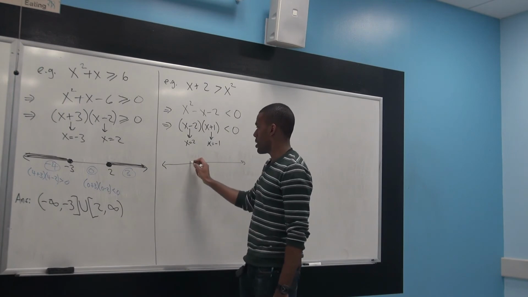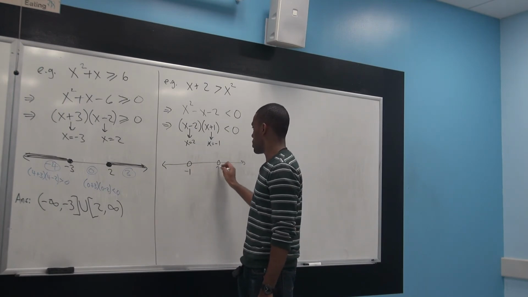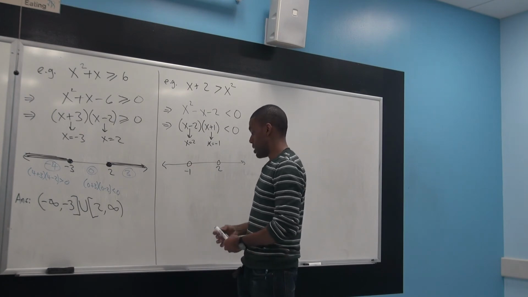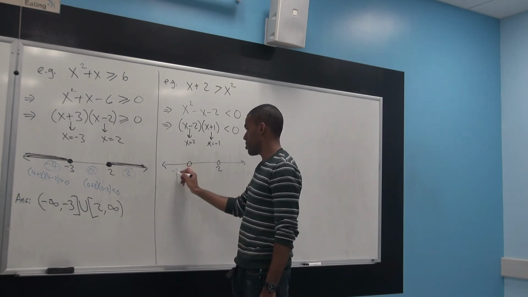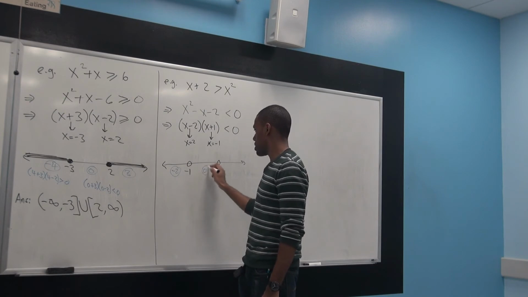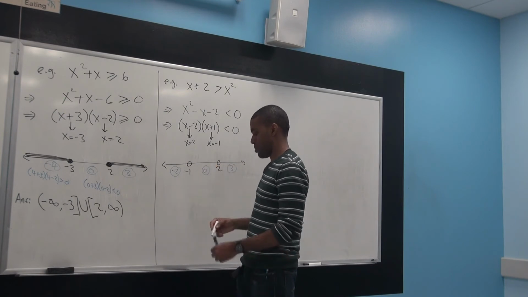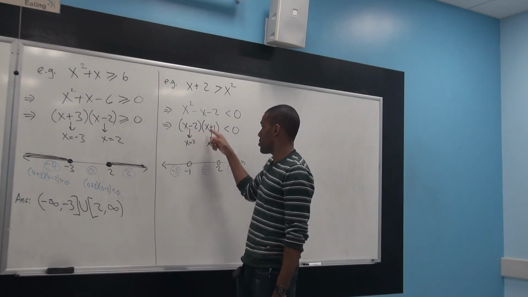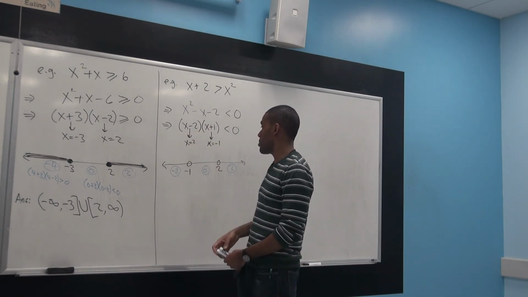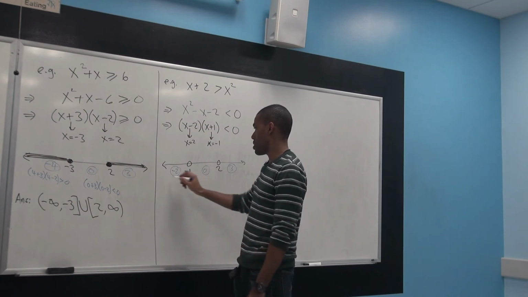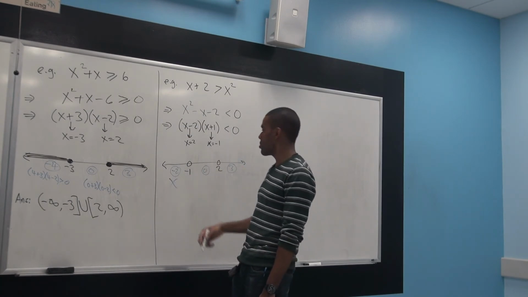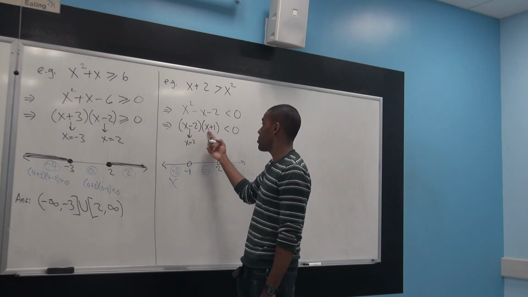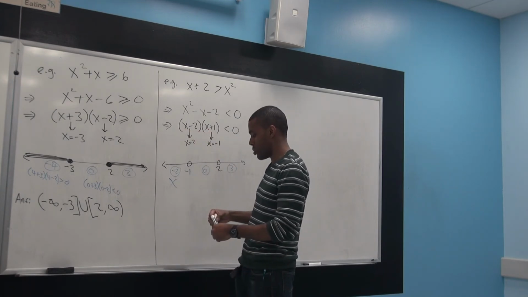Put that on the number line, minus 1 and 2. It's a strict inequality, so these are unshaded. And then I'm going to test numbers, like minus 2. I can test 0. I can test 3. If I plug in a negative 2 here, that's negative, and this would be negative. Negative times negative is positive, so this does not work because I want it to be less than 0. Plug in a 0, negative times positive, which is negative. So this works in between.